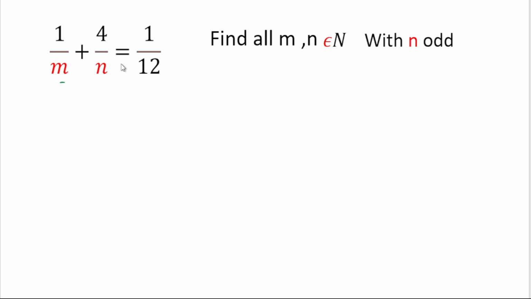Today we are going to solve this interesting algebraic problem: 1 over m plus 4 over n is equal to 1 over 12. We have to find the values of m and n, where m and n are natural numbers with n odd. In the question they have mentioned that n will be any odd number. So let's start the video.